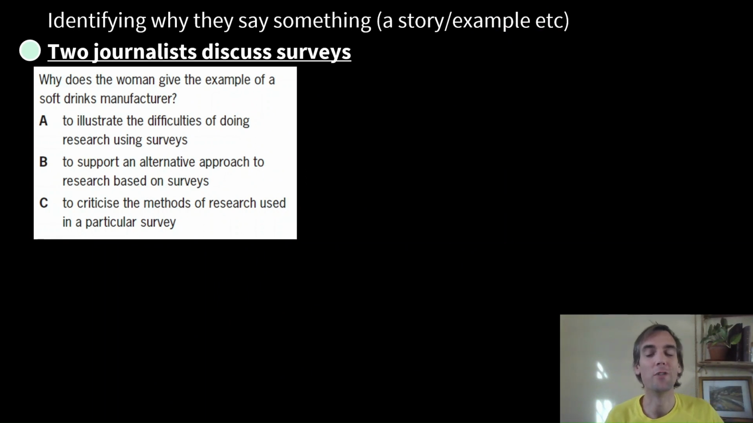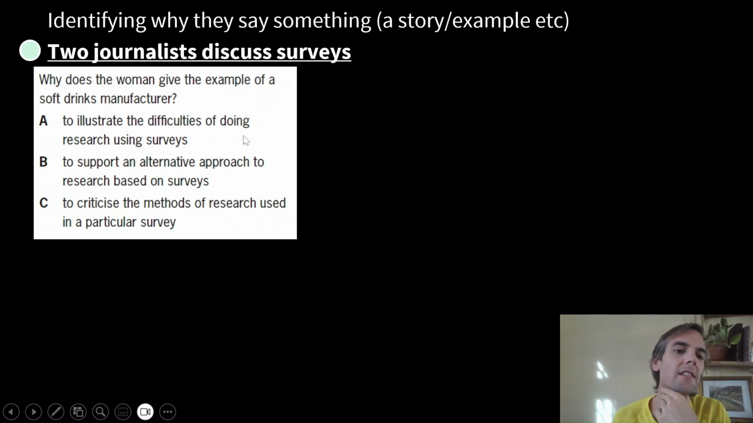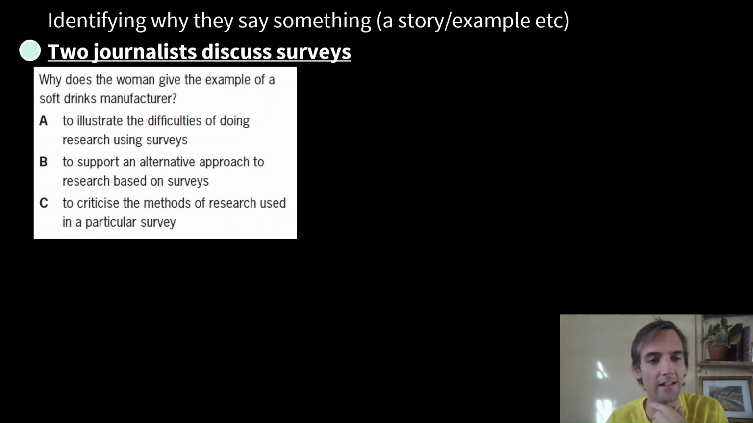Finally, why they say something. These ones are complicated, but let's do an example. Why does the woman give the example of a soft drinks manufacturer? So they're talking about surveys, as in a company has a survey to find the most popular soft drink. Do people prefer orange or lemon or lime soft drinks? They do a survey. What is this example telling us? Why is she doing it? To illustrate the difficulties of doing research using surveys. So surveys are difficult. Here's an example.